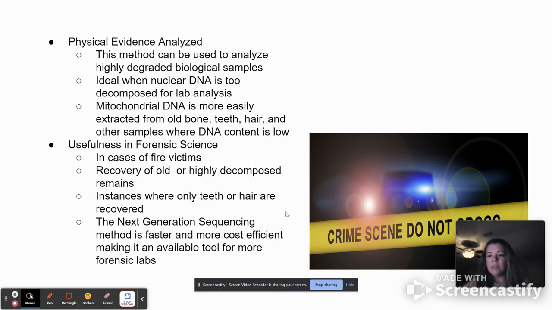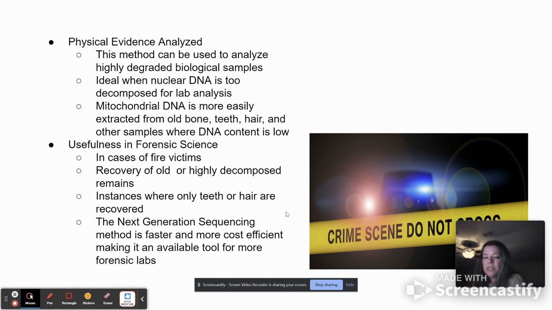Physical evidence that's analyzed by this method. This method can be used to analyze highly degraded biological samples. It's ideal when nuclear DNA is too decomposed for lab analysis. Mitochondrial DNA is more easily extracted from samples of old bone, teeth, hair, and other samples where DNA content is low, and it may be hard to extract nuclear DNA.